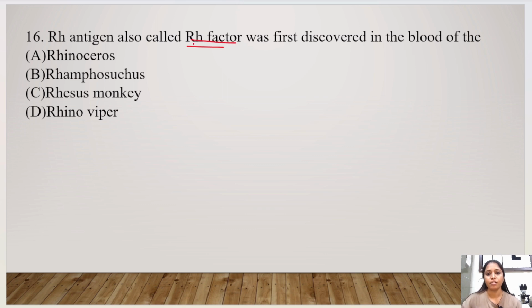So Rh factor, which is called Rh antigen, was first discovered in the rhesus monkey. That's why its name is Rh, and it is Macaca mulatta. This is the scientific name of the rhesus monkey, and it was discovered in 1940 by two scientists. First is Landsteiner and second is Wiener. So Carl Landsteiner and Wiener discovered Rh factor and Rh antigen in the rhesus monkey, that is Macaca mulatta. So option number C is the correct answer.